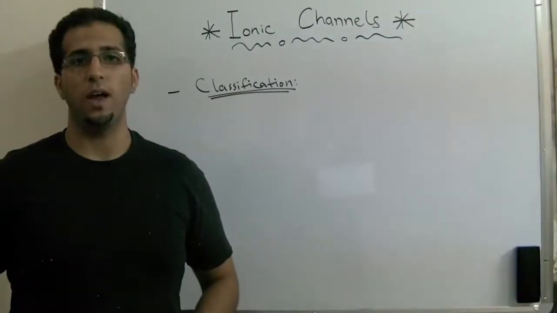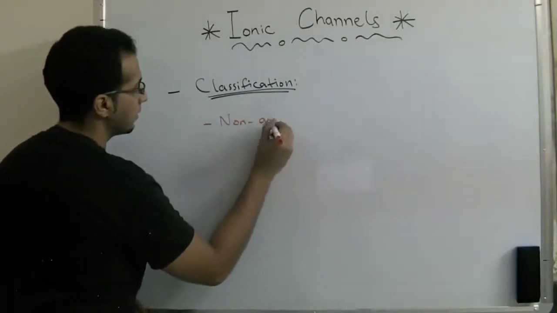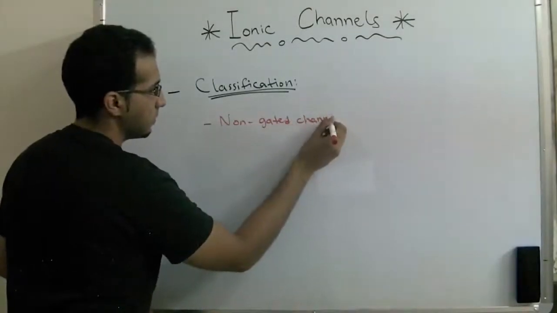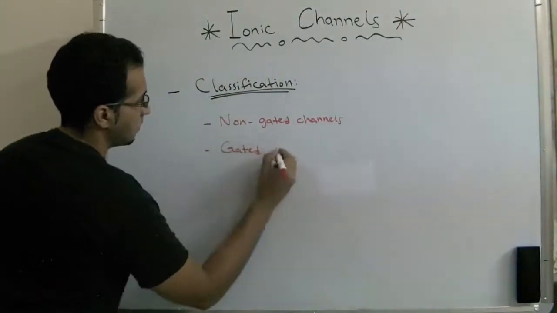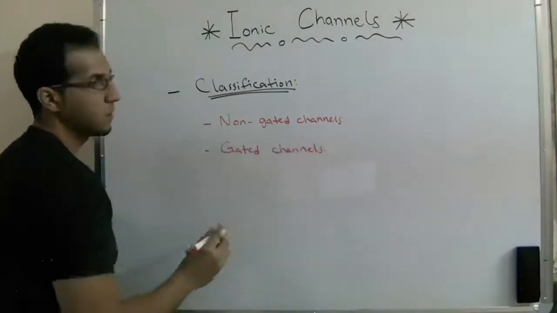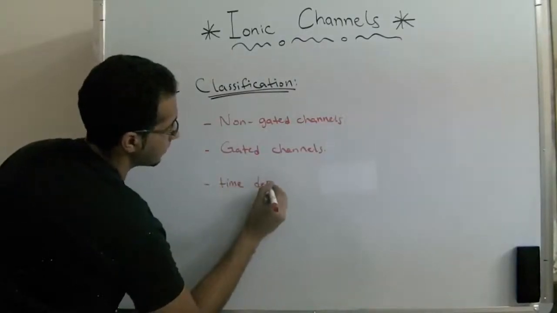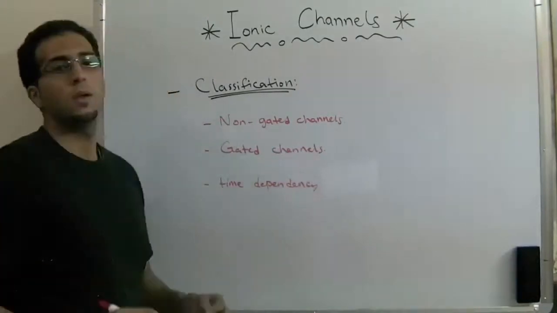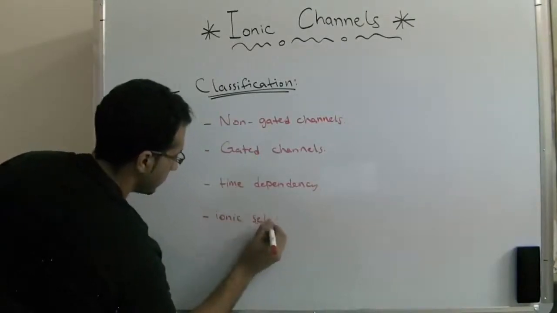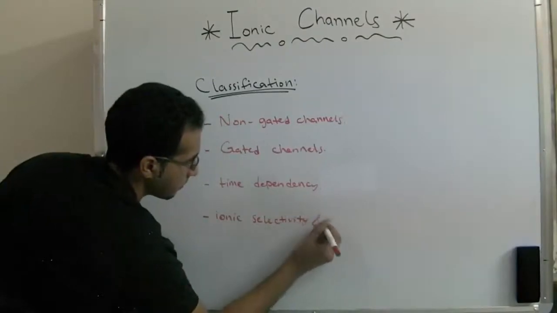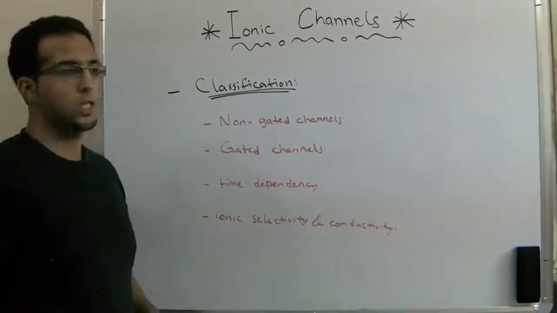Ionic channels are classified into the following: non-gated channels, gated channels, time dependency, and ionic selectivity and conductivity. And finally, the regulations.